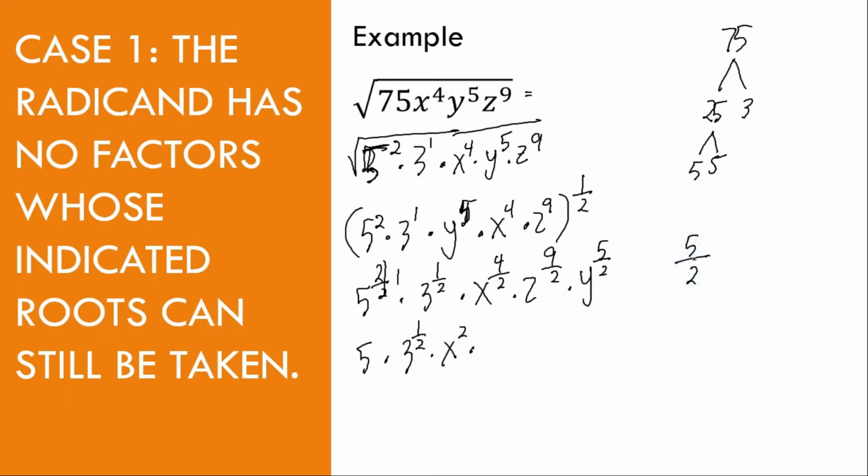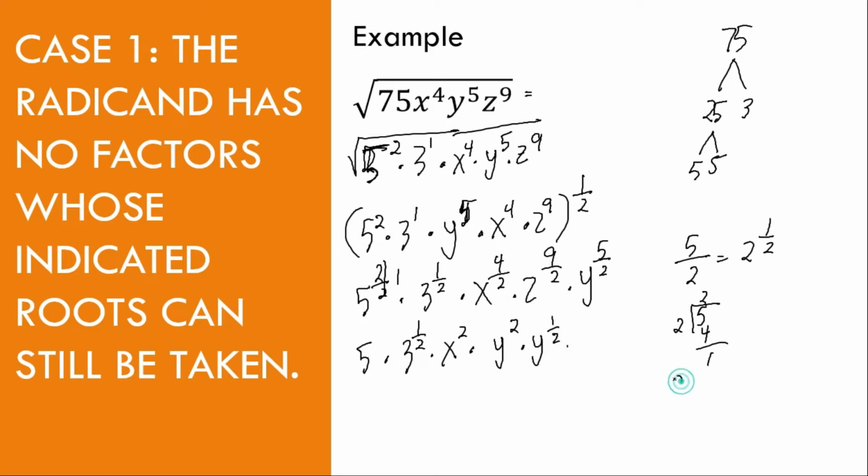5 over 2 daw. So, since ito ay improper fraction, you need to do it in a mixed fraction. So, you have 5 divided by 2. So, 2, 4, remainder 1. So, you have 2 and 1/2. Kaya magkakaroon tayo ng y raised to 2 times y raised to 1/2.